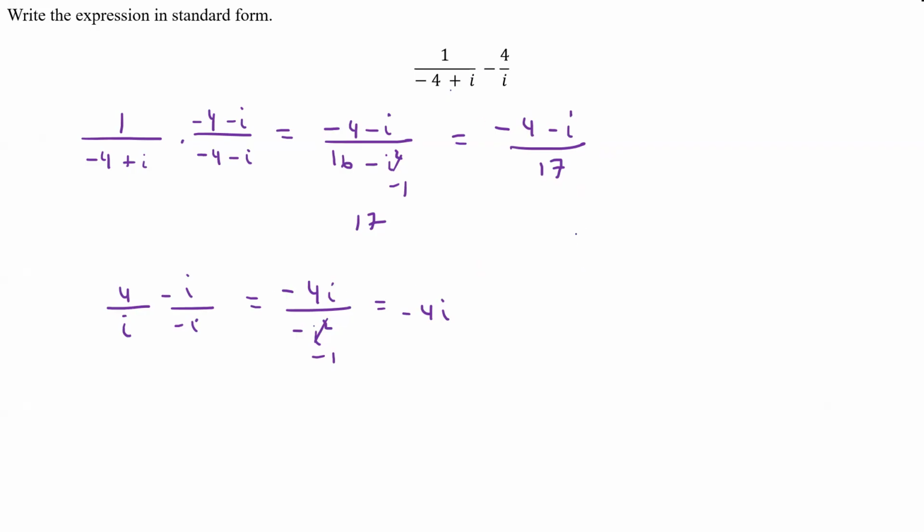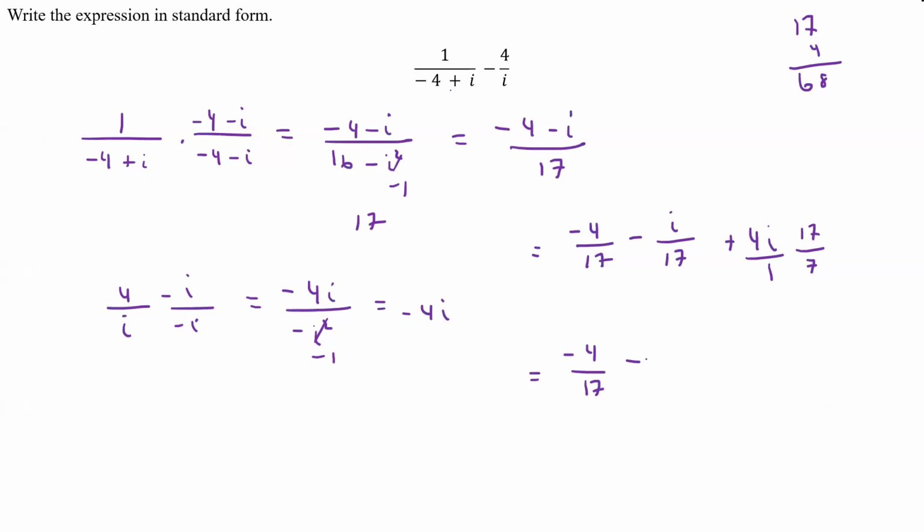So we're going to have 4 over 17 minus i over 17, and then we're going to have plus 4i. Well, now we just have to get the common denominator here. So we're going to have to multiply this by what? 17 over 17. And so 17 times 4, that's 68. So now we have 4 over 17, then minus i over 17, plus 68i over 17.